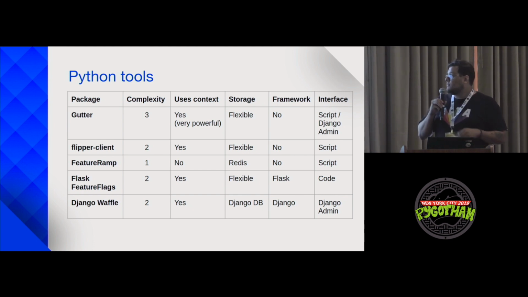So the first one is Gutter. It's kind of complex. It's very powerful, but it's kind of hard to use. You need to understand how it works. It's very flexible. It doesn't relate to a framework, so you can use it with vanilla Python. It has plugins for Django admin. So if you install a plugin on Django, you have an interface for managing your flags.